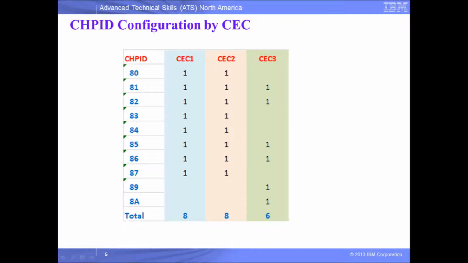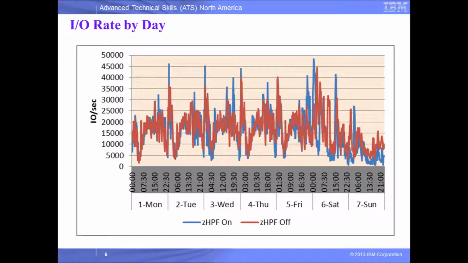The following chart shows the channels used from each CEC. CEC1 and CEC2 are connected to the DS8870 through an 8-channel path group, in this case CHPIDs 80 through 87. CEC3 is connected to the DS8870 through a 6-channel path group, which are CHPIDs 81, 82, 85, 86, 89, and 8A.